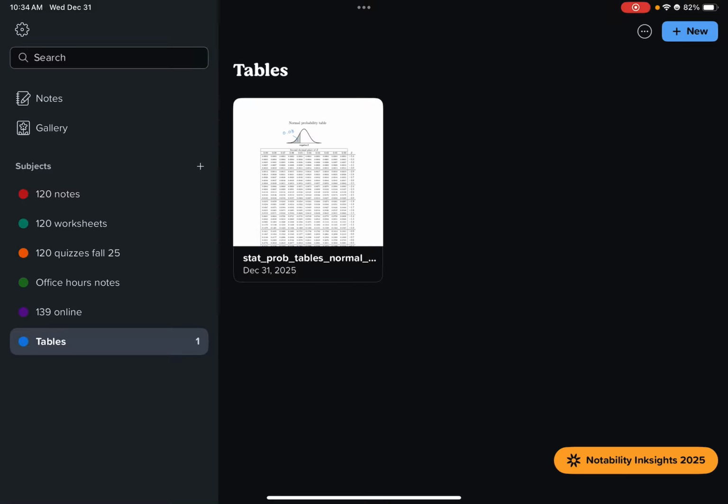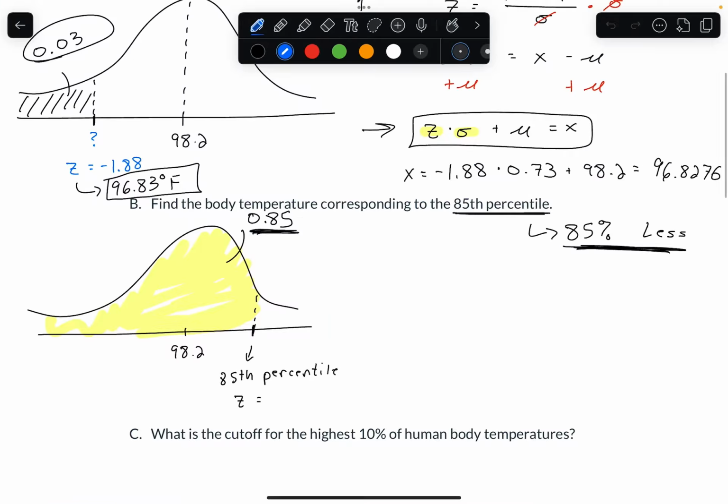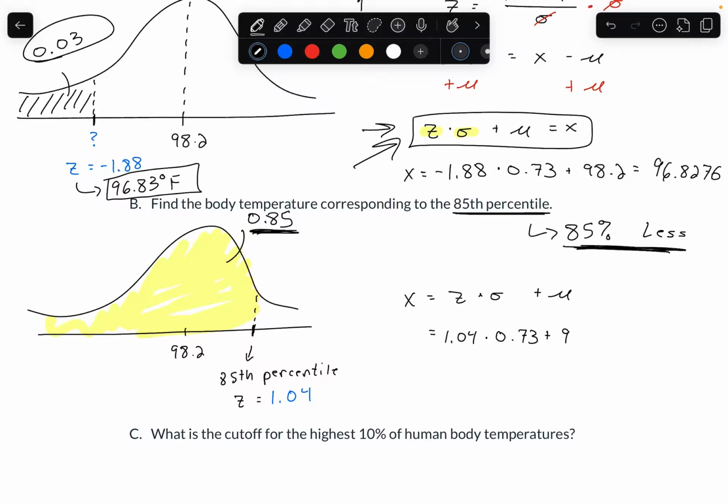So if I hop back to my example, my z-score we said was positive 1.04. And at this point, I have everything I need. I can go ahead and plug it into the formula that I found last time. So we said x is equal to z times the standard deviation plus my mean. So my z-score was 1.04 times my standard deviation. We said that was 0.73 plus my mean of 98.2. So let's see, 1.04 times 0.73 plus 98.2.